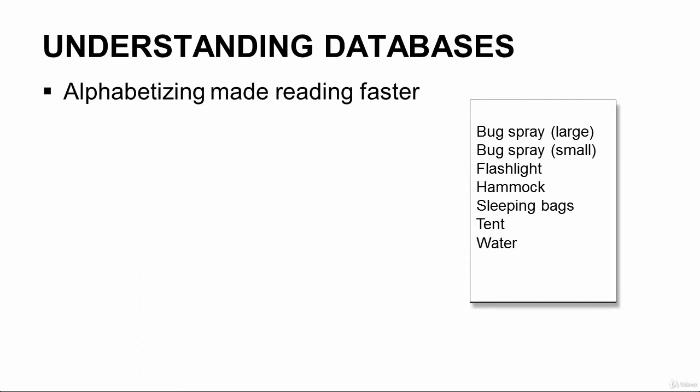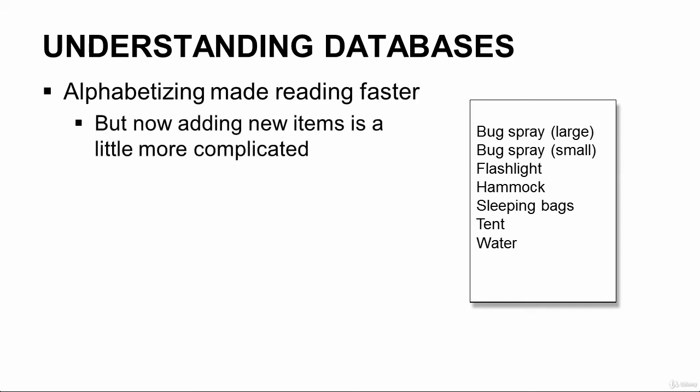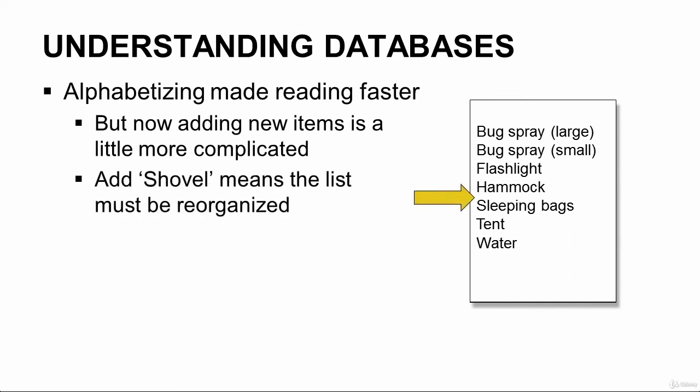Now, alphabetizing made reading our database much, much faster and more efficient, but now it's kind of thrown a monkey wrench in there. It's a little technical term for you. It's made adding new items just a little bit more complicated, because notice what happens when someone says, oh, by the way, you need to be sure and take a shovel because we've got to make sure we kill the campfire when we leave, make sure it's out. So you're thinking, okay, no problem. I'll just go add shovel to the list.